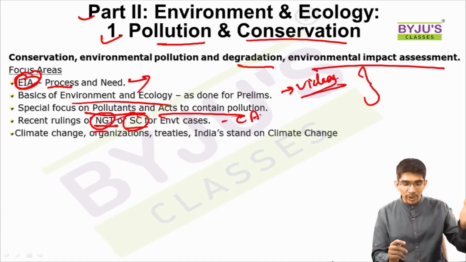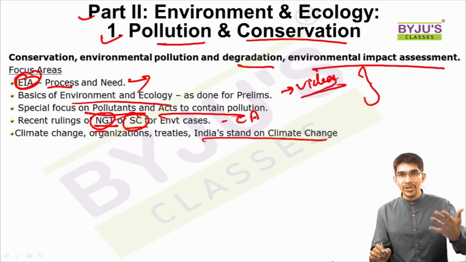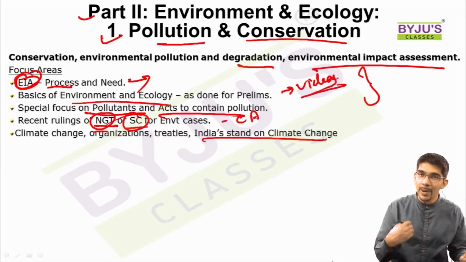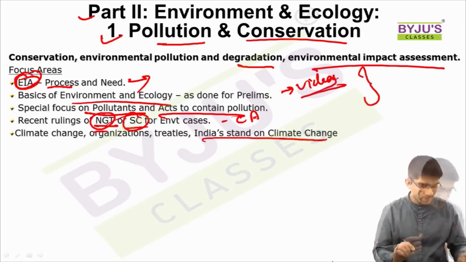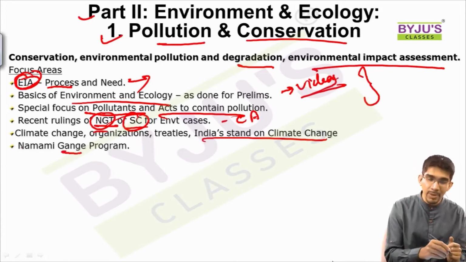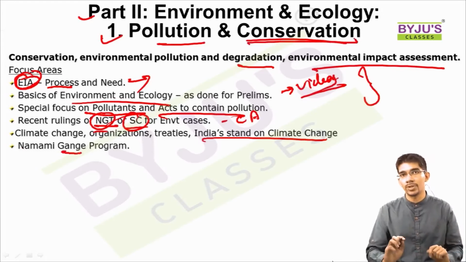Climate change: the different organizations, the different treaties, India's stand on climate change, what our contribution is, what we are saying about climate change, those things become important. About carbon emissions, the Kyoto Protocol, all those issues. Now, one important consequence of industrial growth is usually that rivers get polluted. So the Namami Gange program and other programs which help to conserve the rivers also become an important focus area.